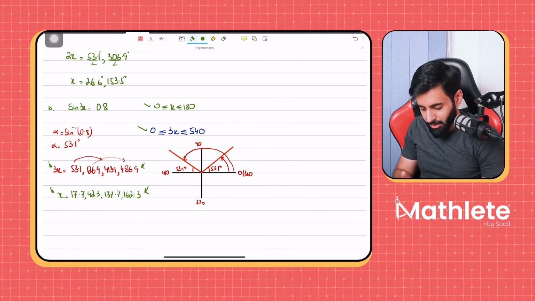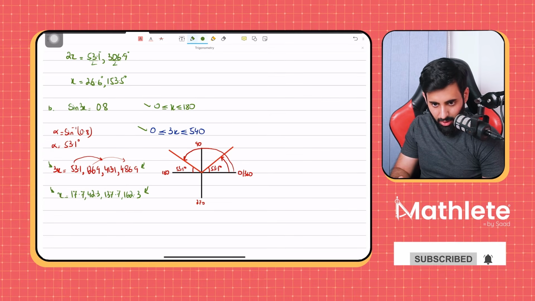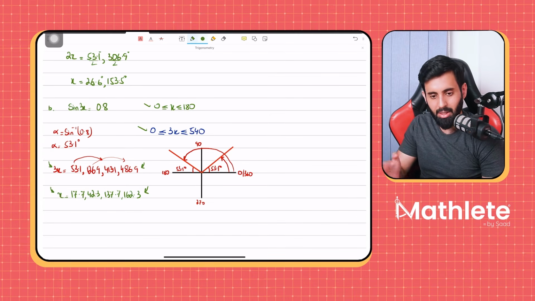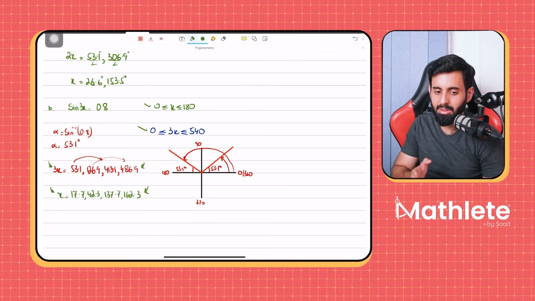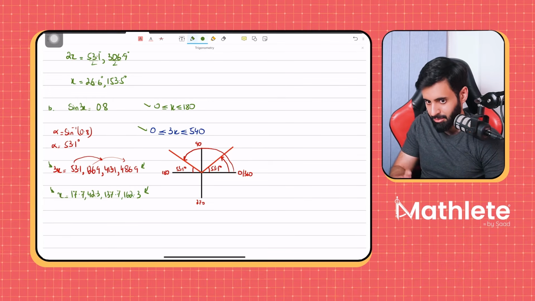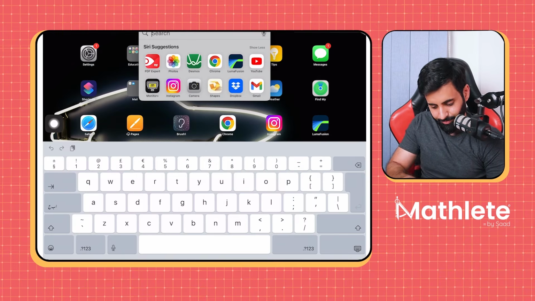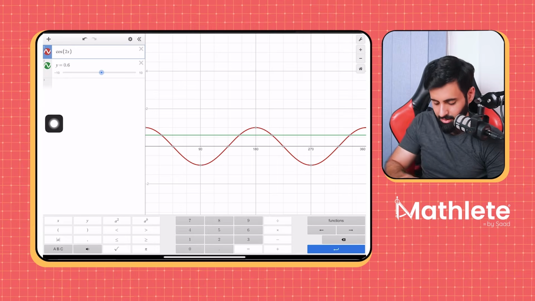The number of cycles depends on the range that's given to you. So what do you do? You find out the new period. Once you have the new period, then you look at the range, and that is how you decide the number of cycles. See, this is what happens when you set up these standard rules for yourself, which don't make sense. Here we have sine 3x.